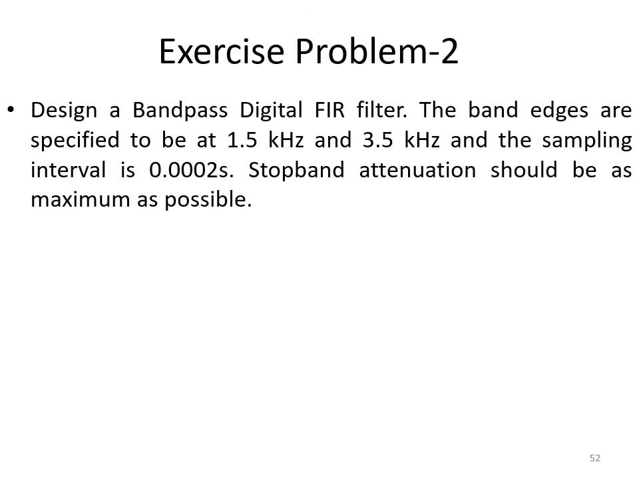Another exercise problem in which you have to design a band pass digital FIR filter. The band edges are given, which are 1.5 and 3.5, and the sampling interval is 0.0002 seconds, and the stop band attenuation should be as minimum as possible. The Blackman window actually gives the minimum attenuation, so you probably have to choose that one for this particular exercise problem.